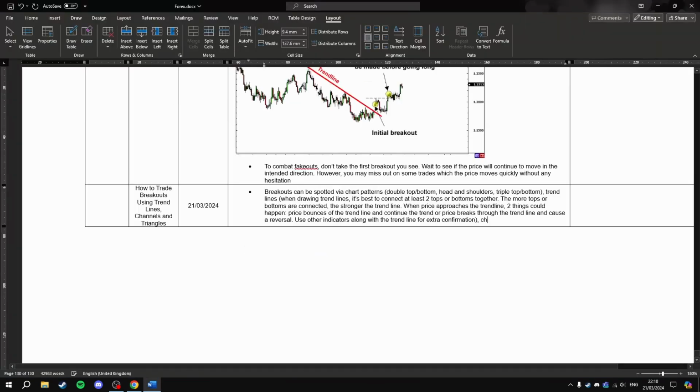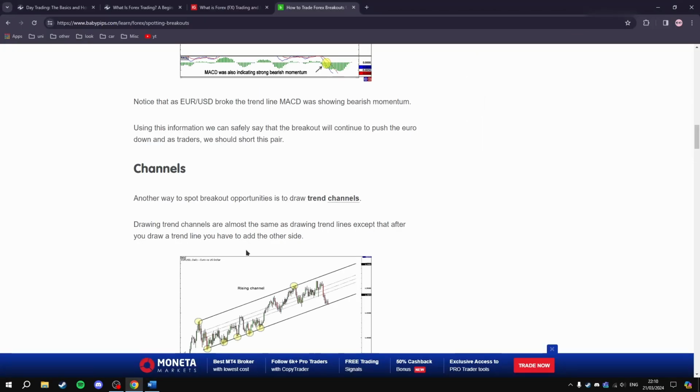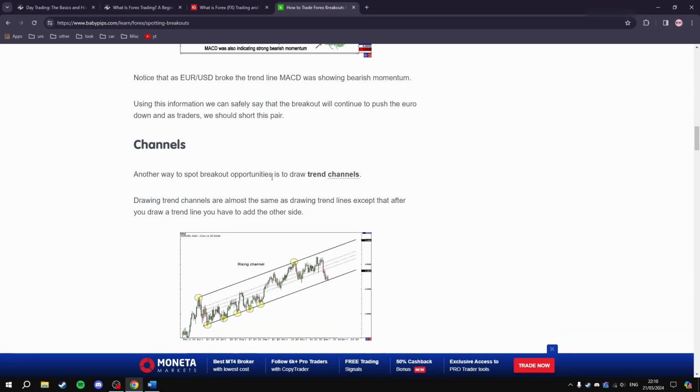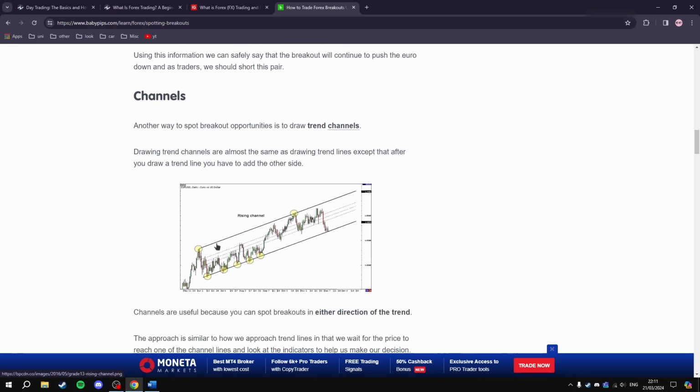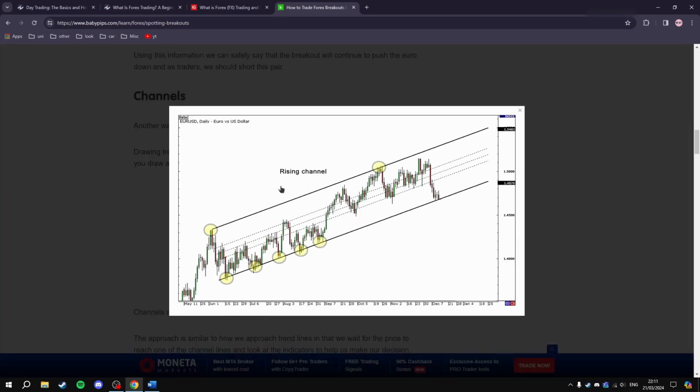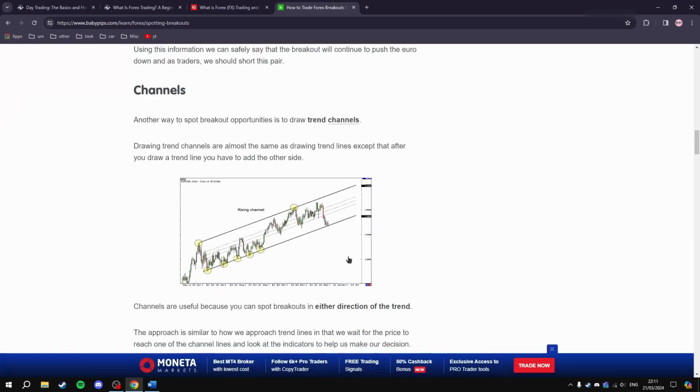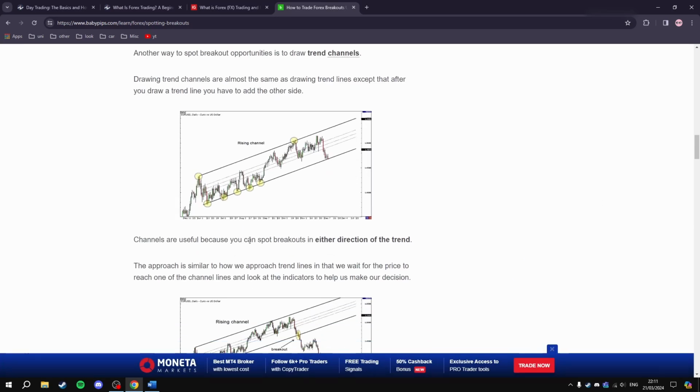Channels. Another way to spot breakout opportunities is to draw trend channels. Drawing trend channels is almost the same as drawing trend lines, except that after you draw a trend line you have to add the other side. So we've got channels basically enclosing the trend, so we've got the tops, the highs and the lows. So it's a rising channel because the channel's going upwards. Channels are useful because you can spot breakouts in either direction of the trend. So either through this side or through this side.